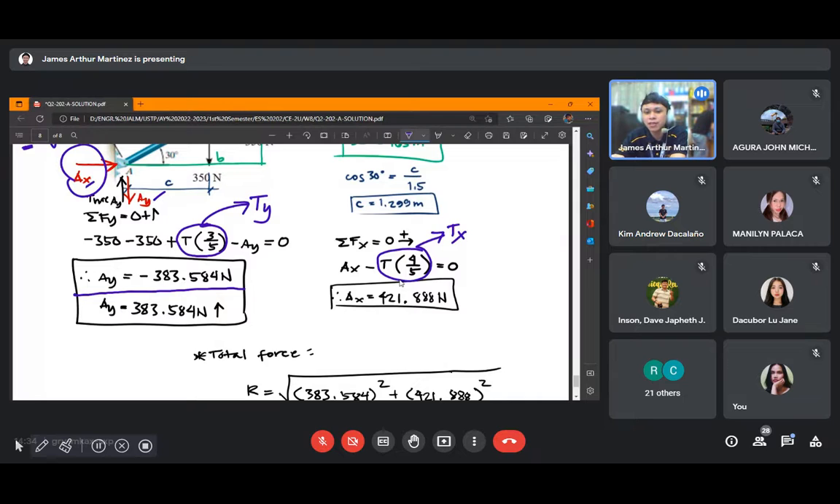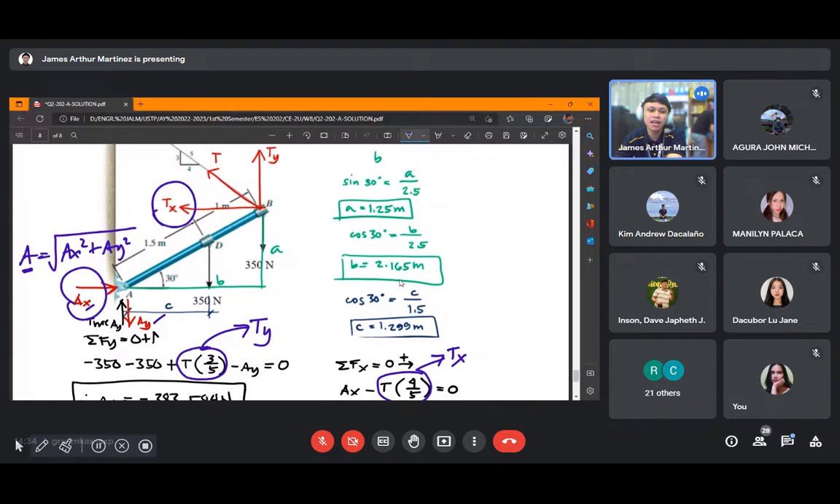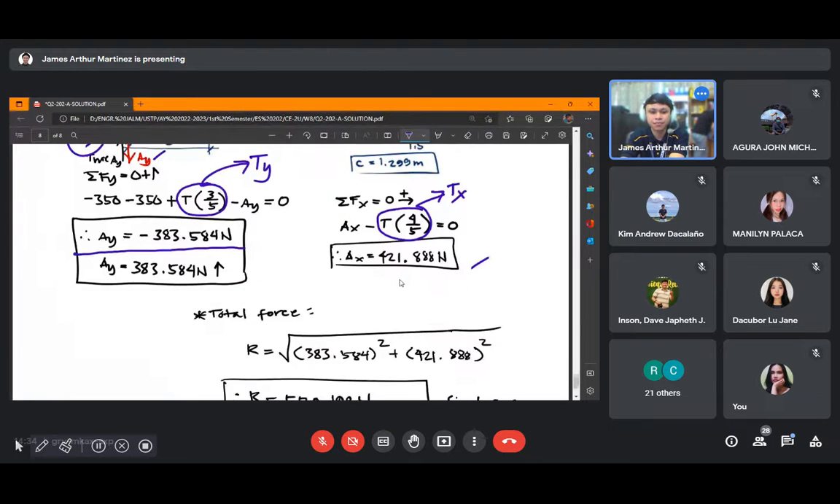So transposing this term to the right side of our equation, this will give us a positive value, right? So substituting the value of T to solve for Ax, therefore, Ax is 421.888 newtons. Okay? Since we have obtained a positive value for Ax, that only indicates that our assumption on the direction of Ax is correct. So Ax is as is.